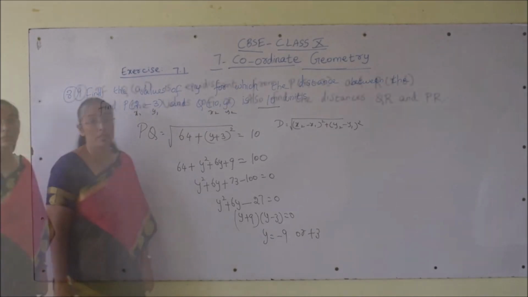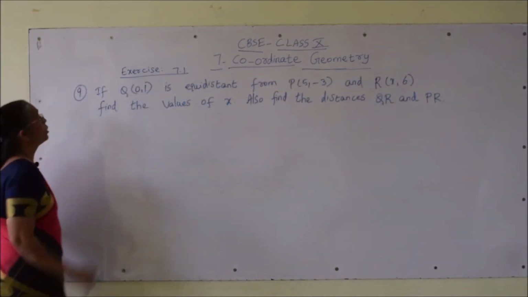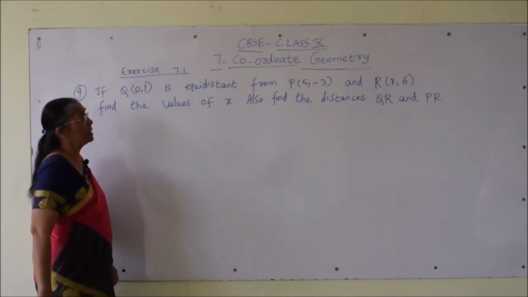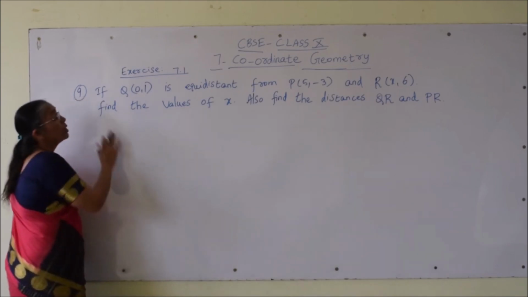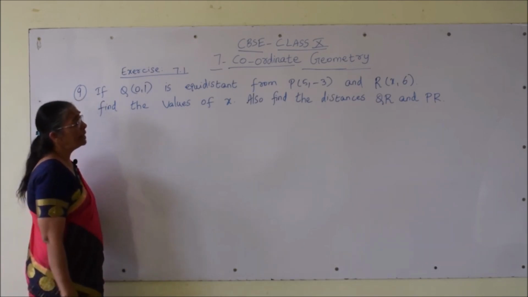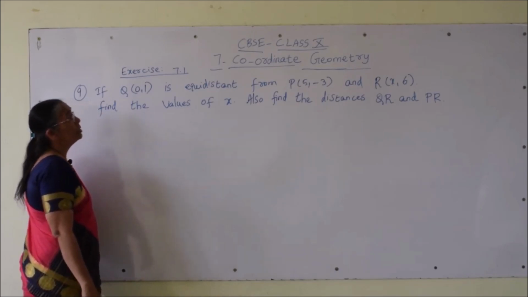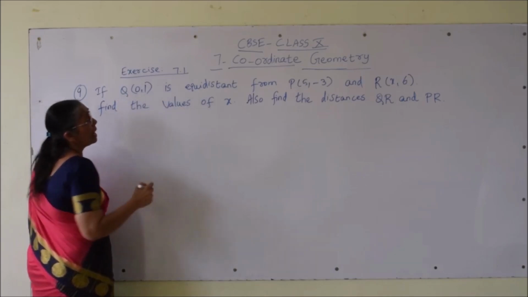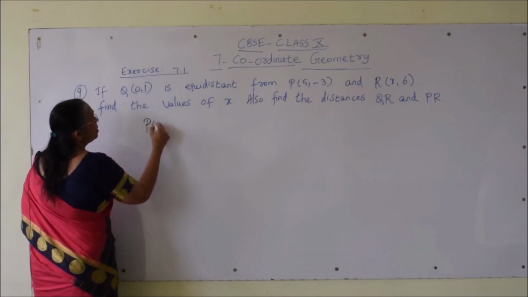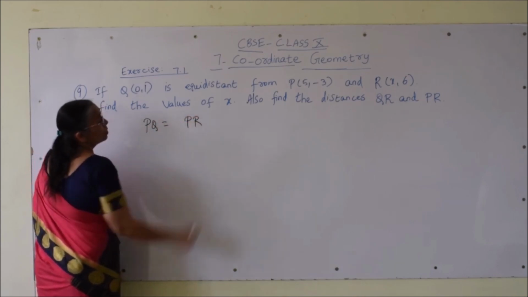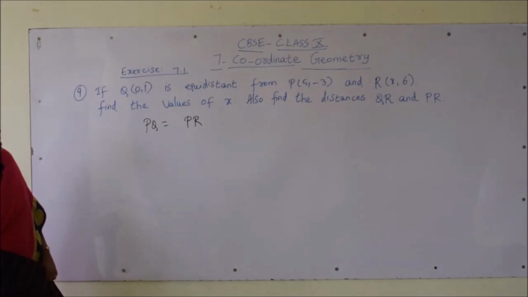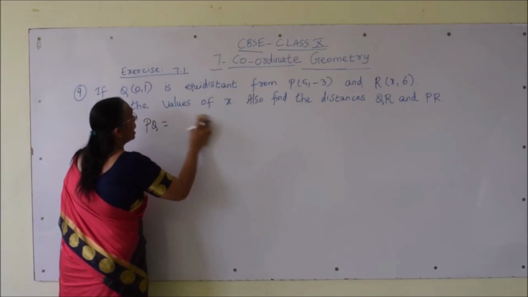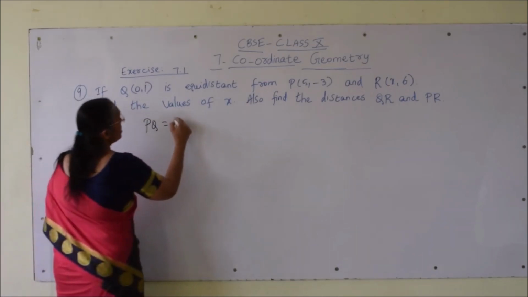Ninth problem, if Q (0, 1) is equidistant from the points P (5, minus 3) and R (x, 6), find the values of x, also find the distances QR and PR. So, the point Q is equidistant from P and R. So, the given condition is PQ is equal to RQ.